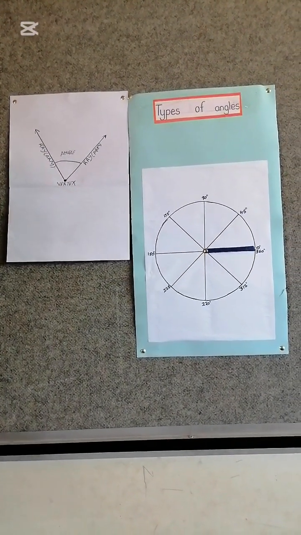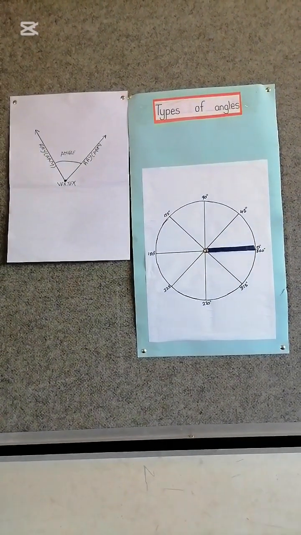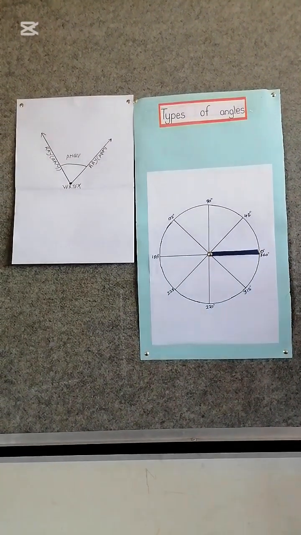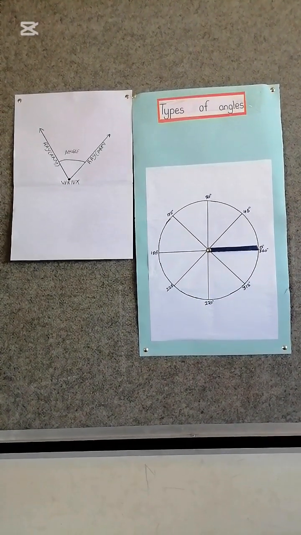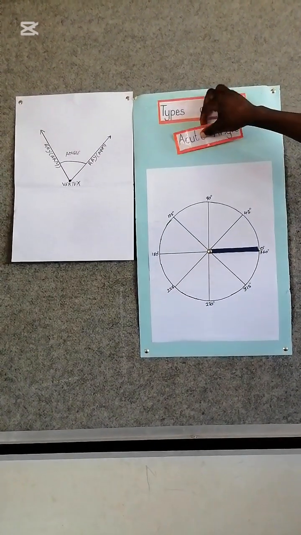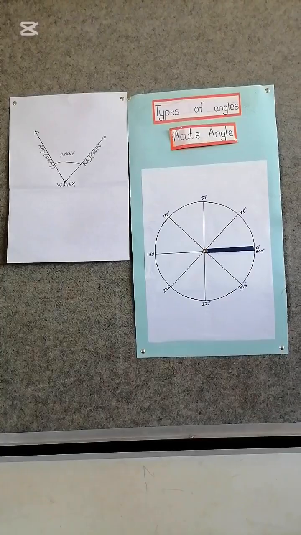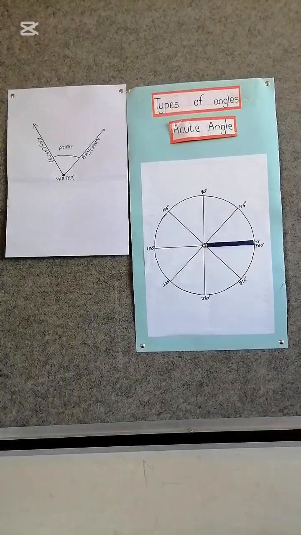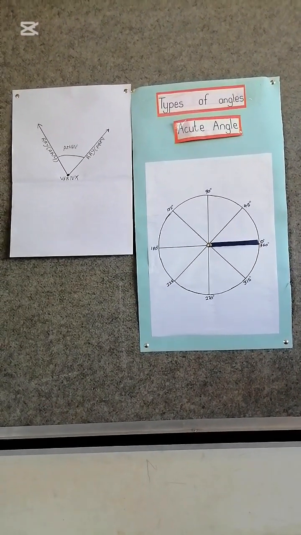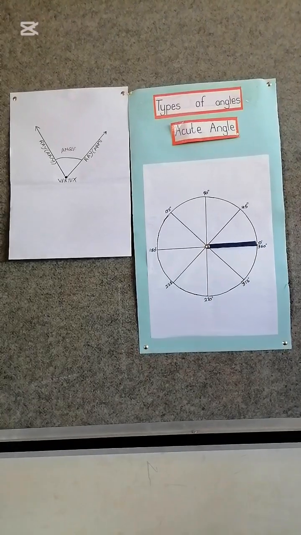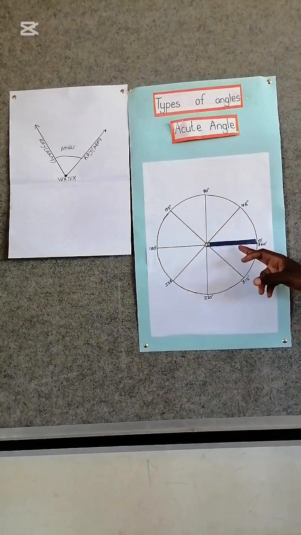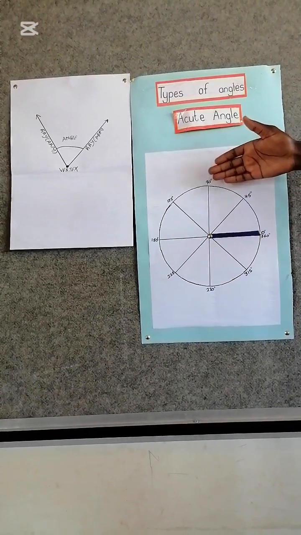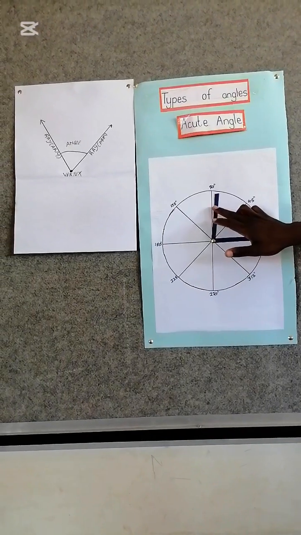So to clarify them, we can classify them as follows. Let me show you. Here, this one is an acute angle. An acute angle is an angle that is less than 90 degrees, which means it can be from 1 up to 89. You shouldn't exceed this 89 part.